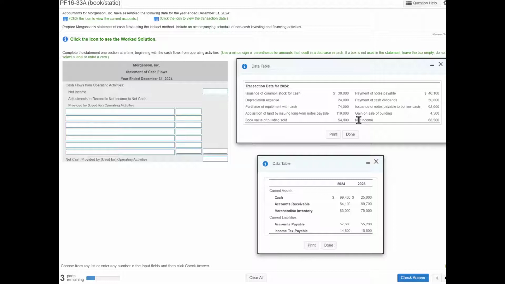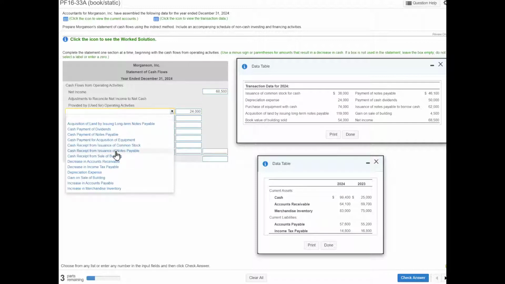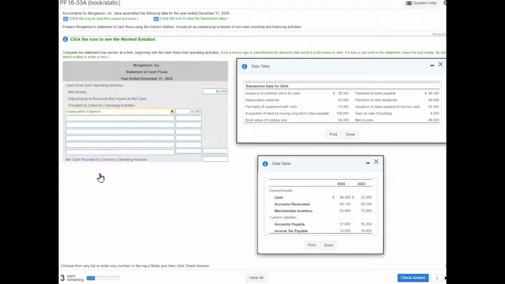So our net income is over here. So we got 68,500. I'm going to copy and paste that. Depreciation expense is right here. We've got 24,000. We're going to add that back in since that is lowering net income, but it does not affect cash.